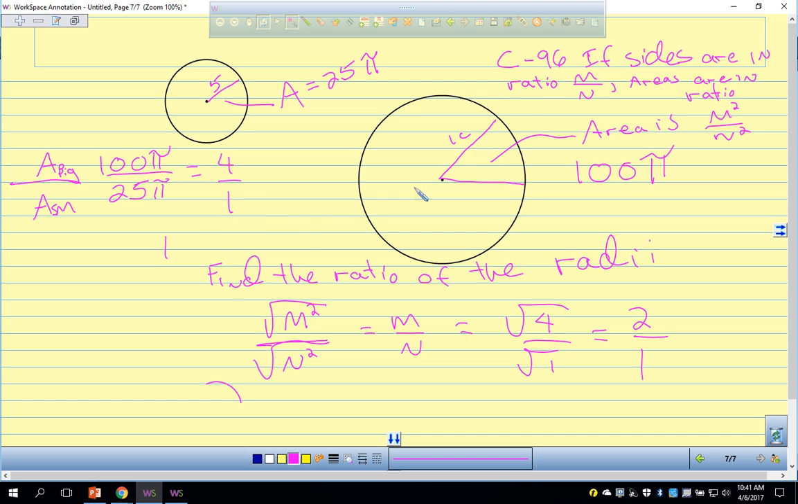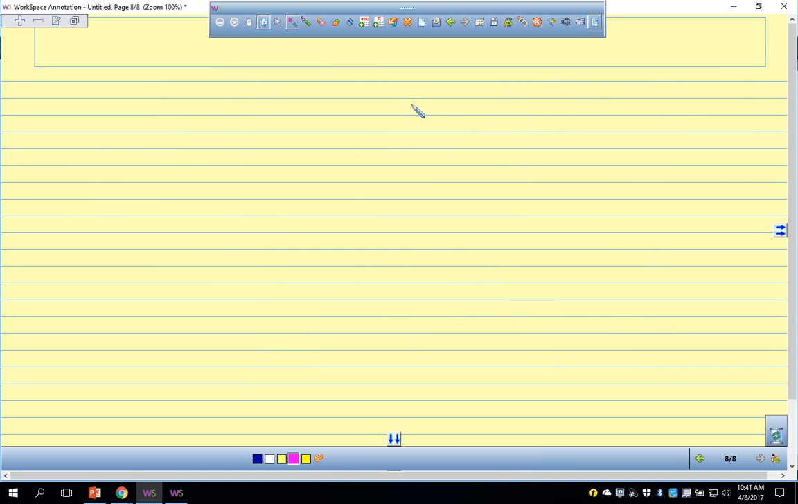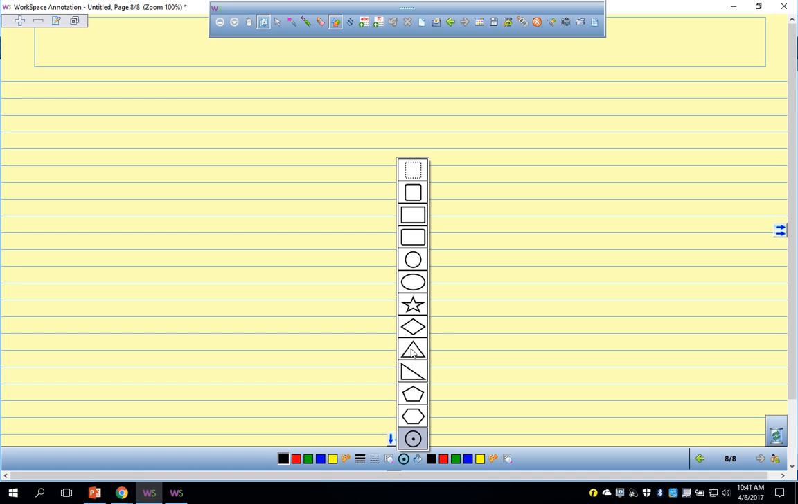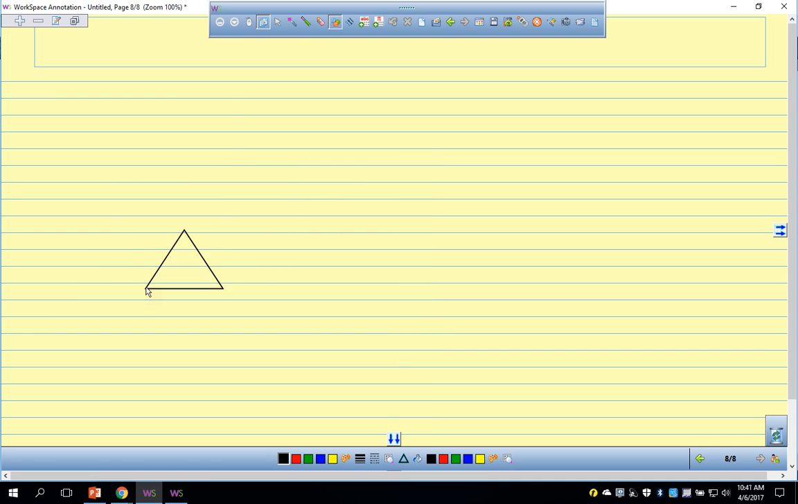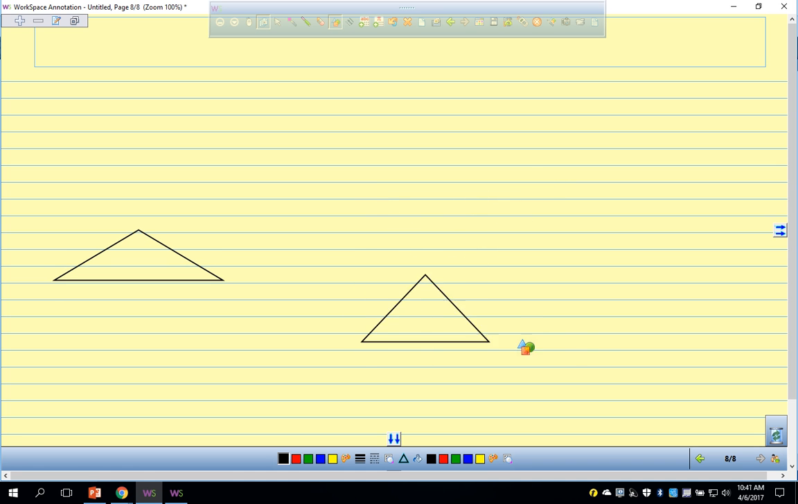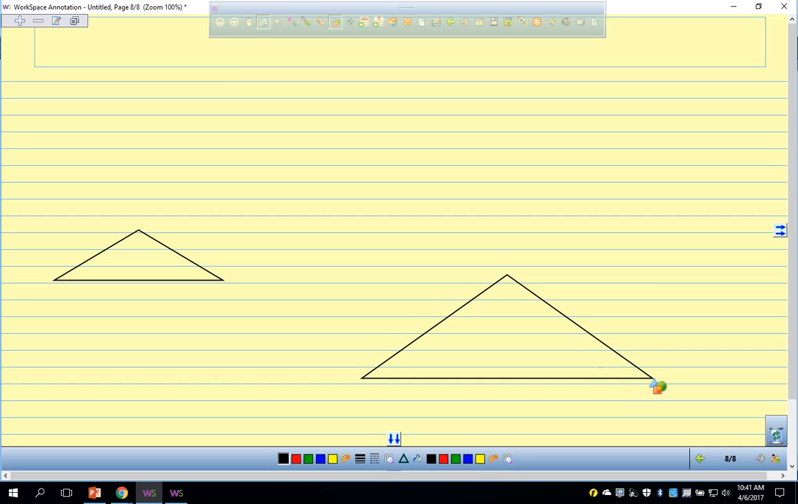What if I have a picture that looks like this? I just made up some nice problems last night. Here's a triangle. Here's a triangle. So this works for any type of similar figure. So I have this kind of triangle here, and this triangle here, and I'm going to find the altitude of this triangle. So here is this, and here is this, and these are altitudes.